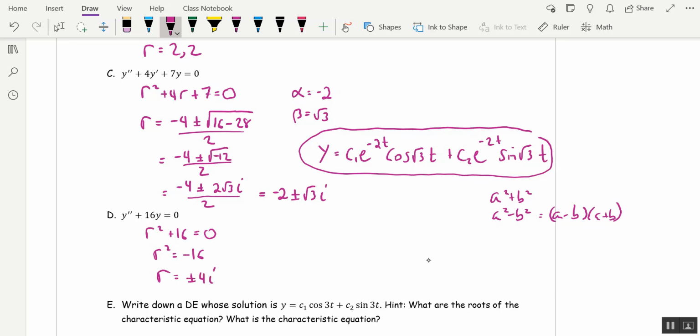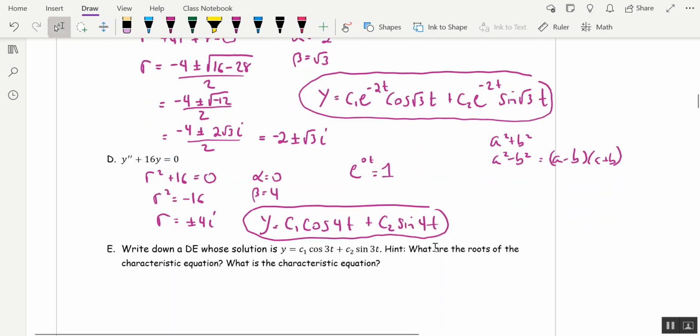So in this case, solving a characteristic equation that looks like that is super easy. So alpha is 0 and beta is 4. That's all you need to know. And then we plug in. y equals c1 e to the 0t is 1, so I'm not going to write down e to the 0t. Just skip that and go straight to cosine of 4t. And then c2, again, e to the 0t sine 4t.